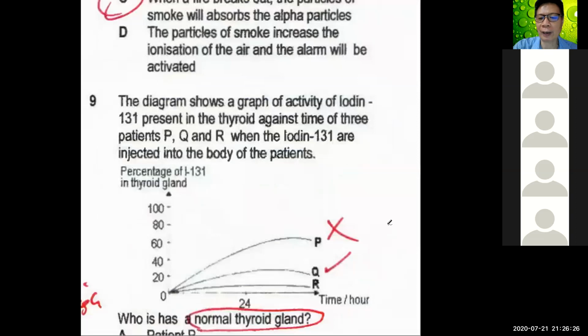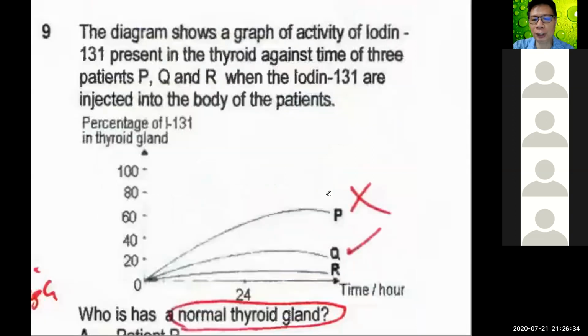Normal thyroid gland. This one is used to check the thyroid. There are 3 patients, P, Q, R. Patient P, when you inject the iodine-131 inside, the percentage of radioactive iodine shoots up, becomes very high, and then it stays there, never comes down. After 24 hours, the reading is still high.